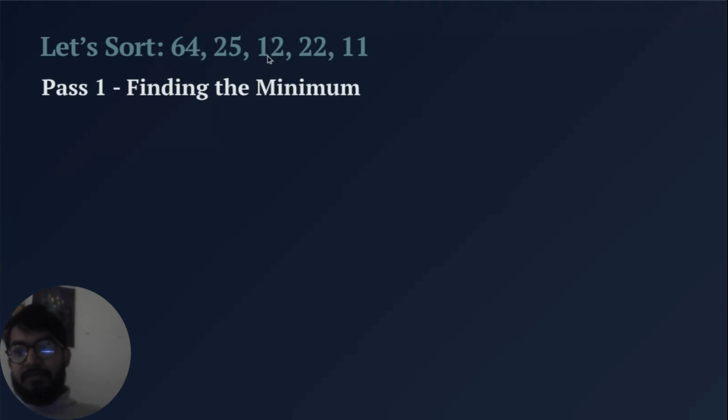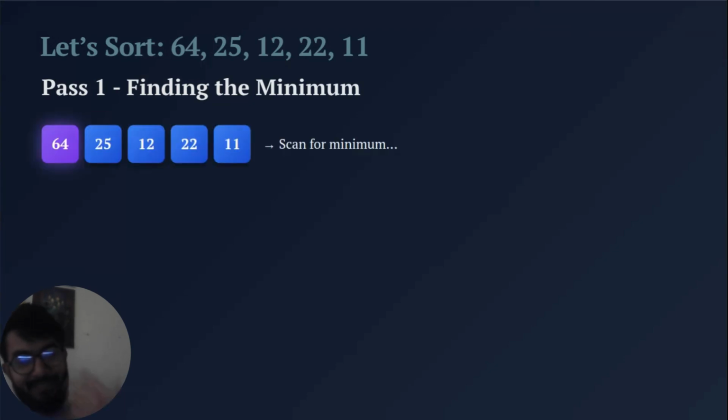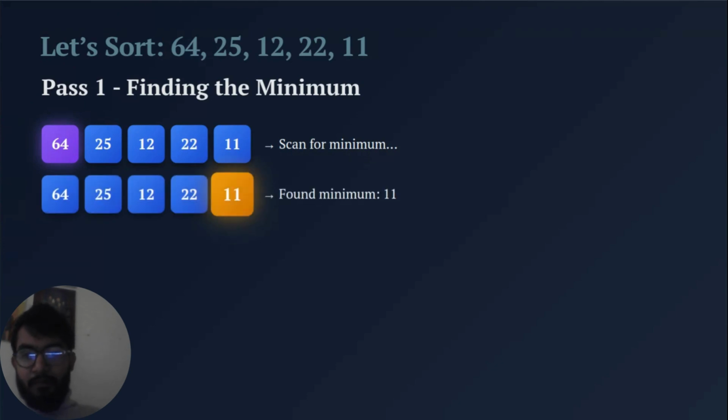So let's consider these elements. This is an unsorted list: 64, 25, 12, 22, and 11. So what is our main idea for the selection sort algorithm? We need to find the minimum, right? And we need to place that element in the correct position. So on the first iteration, actually on every iteration, we need to find the minimum and place it in the correct position. Here you see 64 is in the first position, and we need to scan for the minimum. And we found the minimum element is 11.